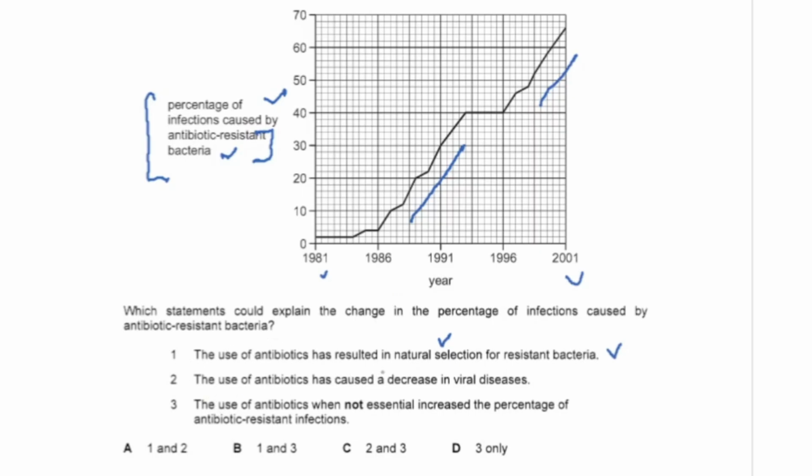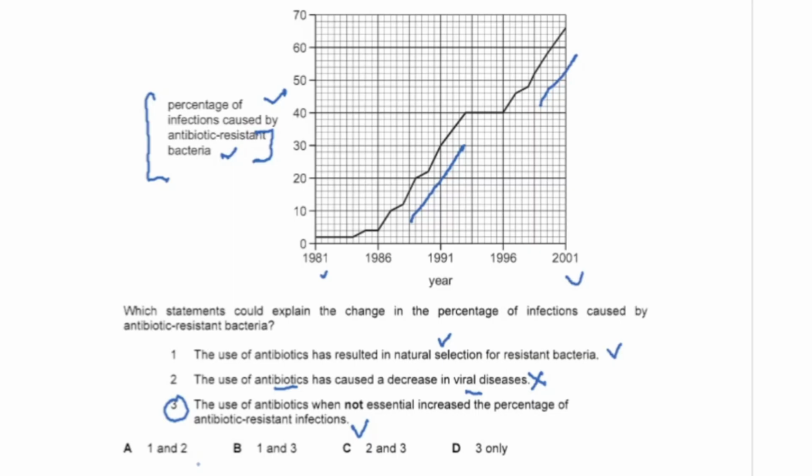The use of antibiotics has caused a decrease in viral diseases. Now this is out of it entirely. Why? Antibiotics are not used to cure viral diseases. As a matter of fact, if this even happens, it's going to help to increase the resistance in bacteria. And then number 3, the use of antibiotics, when not essential, increases the percentage of antibiotic-resistant infection. This is also correct. When you are using the drugs when you're not supposed to take the drugs, you are actually helping to develop the resistance of that bacteria.